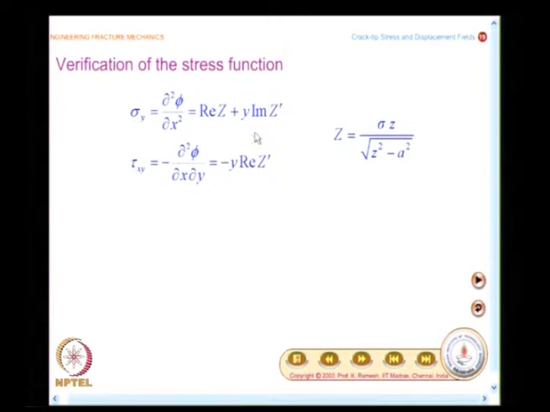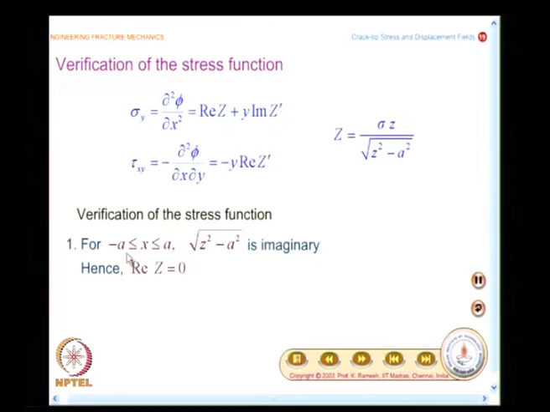What you will have to look at is sigma y on the crack faces, and this has two terms. The first term is real part of Z and the second term is y times imaginary part of Z prime. On the crack face y equal to 0, so the second term goes to 0. So, I will have to find out whether on the crack face the real part of Z exists or not. If I am able to show that you will have only imaginary part of Z, then my job is done, and that is indeed so, because on the crack face x is between minus a to plus a.